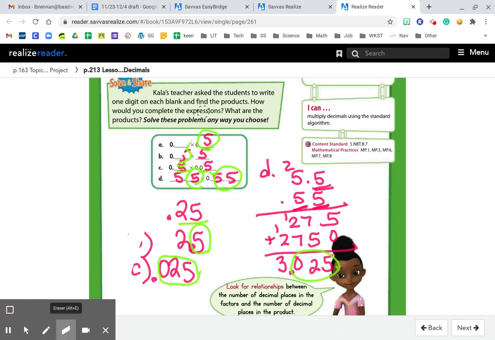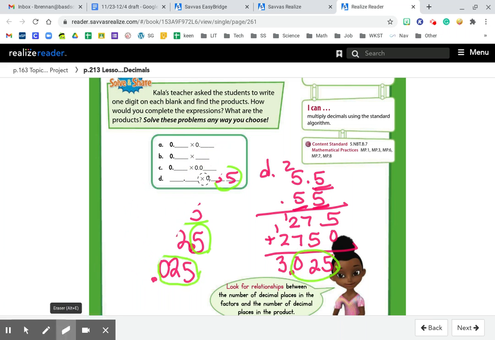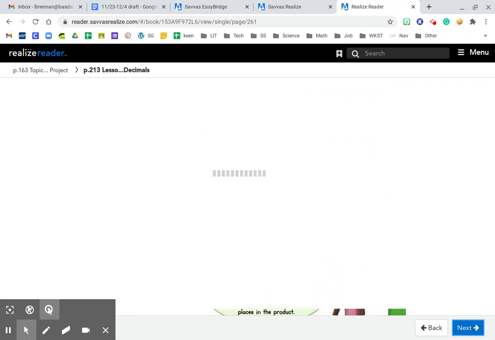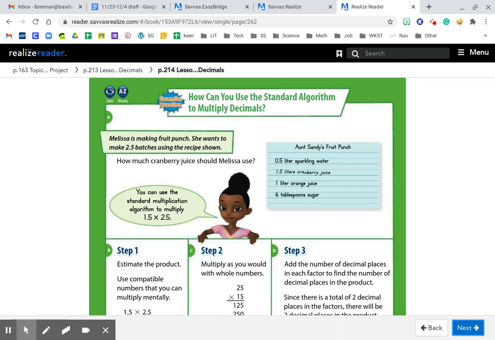So that was that kind of strange solve and share for this lesson. So as we move on to the next page. On the next page, and this is all shown in the video, which you can watch, how can you use the standard algorithm to multiply decimals? Melissa's making fruit punch. She wants to make 2.5 batches using the recipe below. How much cranberry juice should Melissa use? You can use the standard algorithm to multiply 1.5 times 2.5. And she got the 1.5 because she wants to do cranberry juice right here.